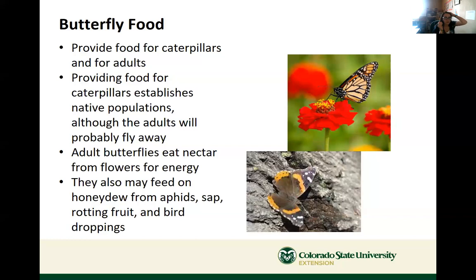So food for caterpillars is going to be the host plants, and for adults is going to be nectar. So find out what the host plants are for the caterpillars in your area. That'll help you to establish some native populations. The adults, of course, are probably going to fly away, but that'll definitely still help you to help their populations. Adult butterflies eat nectar from the flowers. They also may feed on honeydew from aphids, tree sap, rotting fruit, and bird droppings. So those are all of the things that the butterflies might feed on.